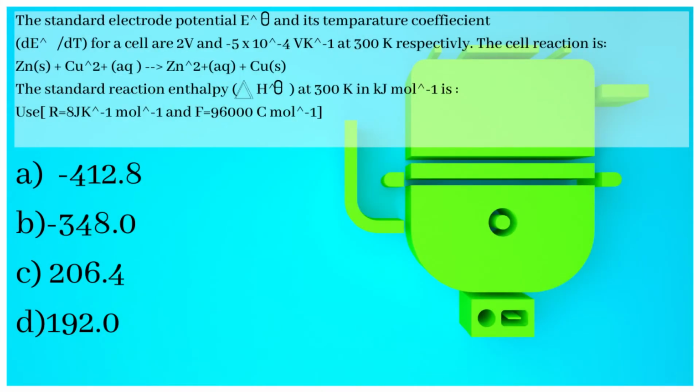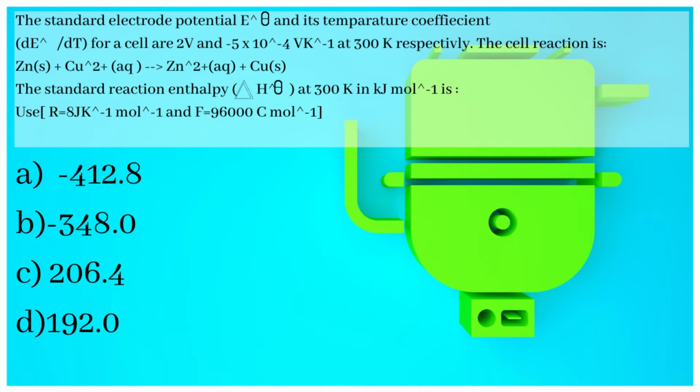The standard electrode potential E0 and its temperature coefficient for a cell are given at 300 Kelvin. The cell reaction is mentioned. The standard enthalpy is how much? This is the question mentioned. So, how would we approach this question?